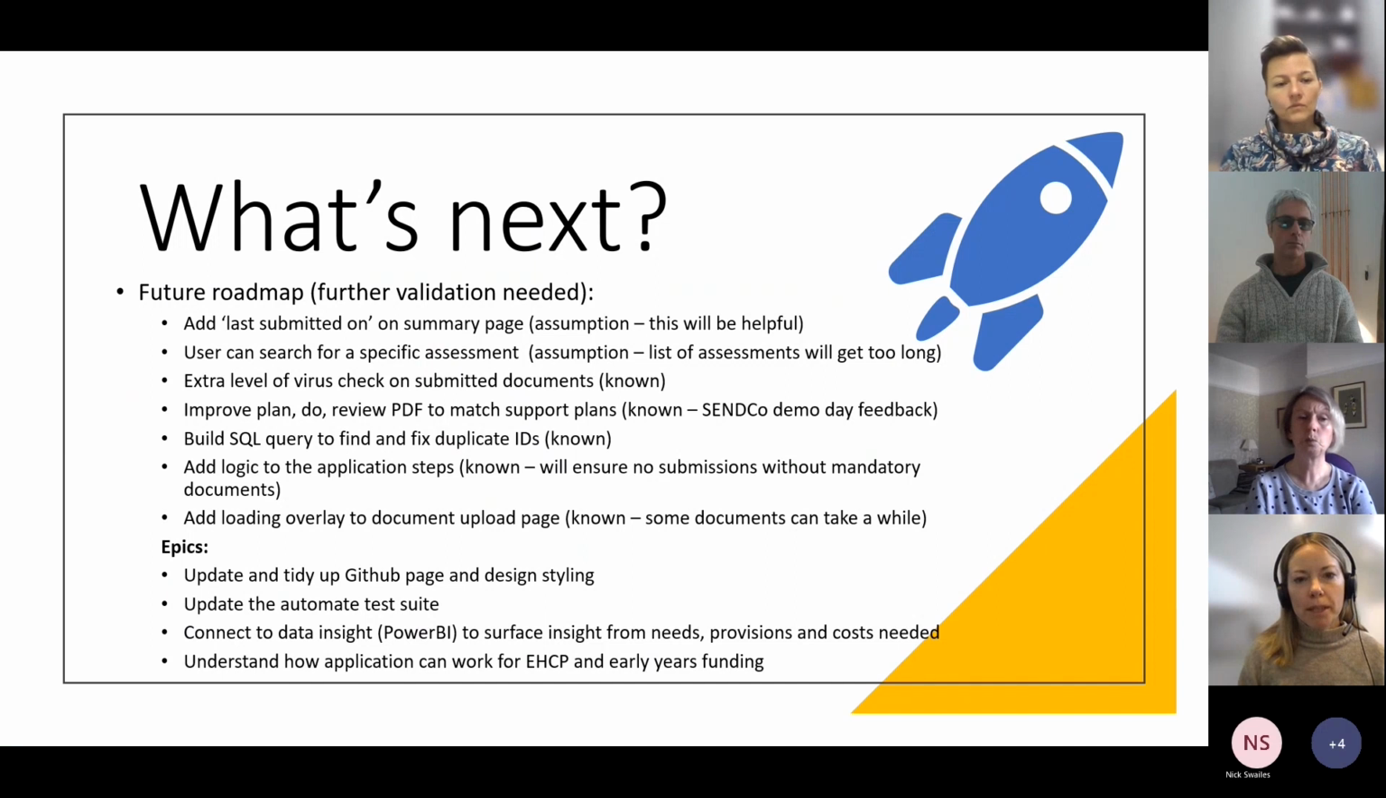Improve the plan do review PDF to match the support plans. Again, this is known feedback from a demo day, understanding that it can be much more helpful. Build an SQL query to find and fix duplicate IDs. Again, this has come up as a previous bug, but we know that with that query, it will help run a check on any duplicate IDs, which cause bugs and stop the assessment ability to choose needs from working.